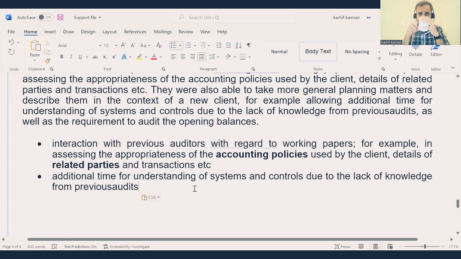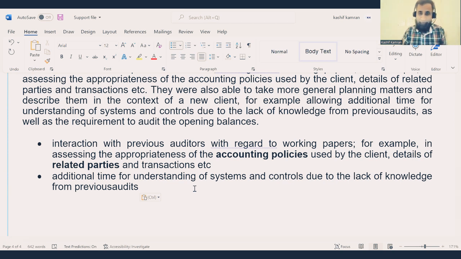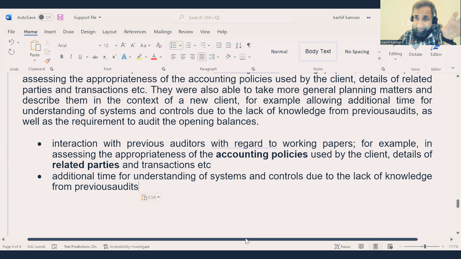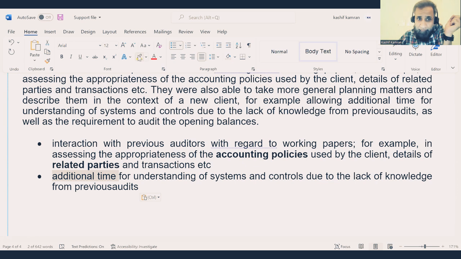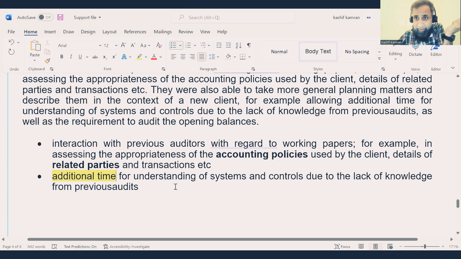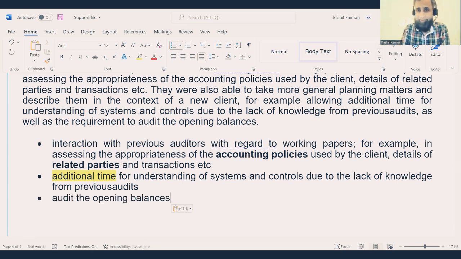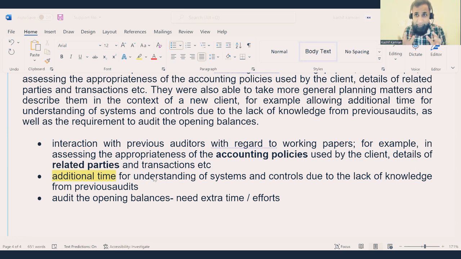Tell me, all of you. Is that something extremely important, that the additional time you require, you should plan for that? Because you need additional time, right? Because you're doing the first year audit. And obviously, you need to audit the opening balances. Is that something very important when you're planning the first year audit? Do you need extra time and extra effort for this? So does a first year audit require more effort than a recurring audit?